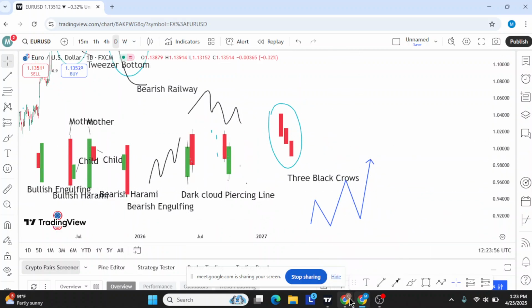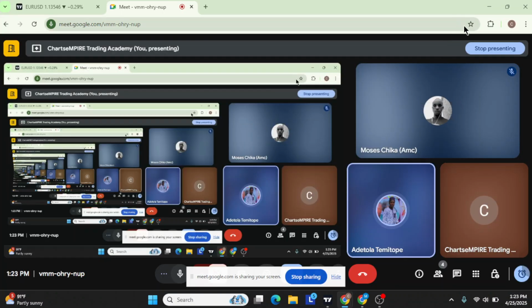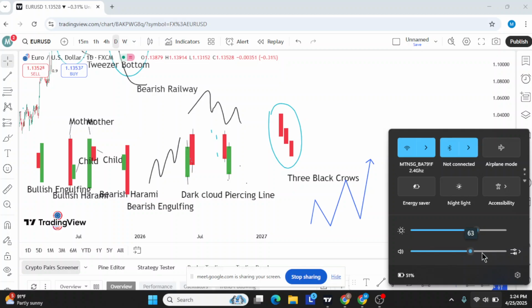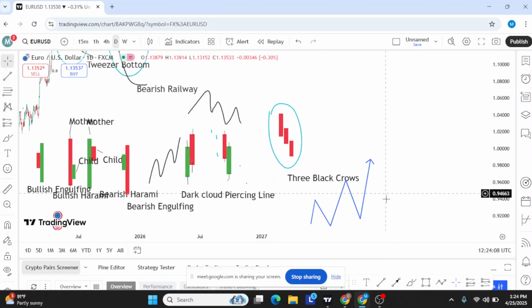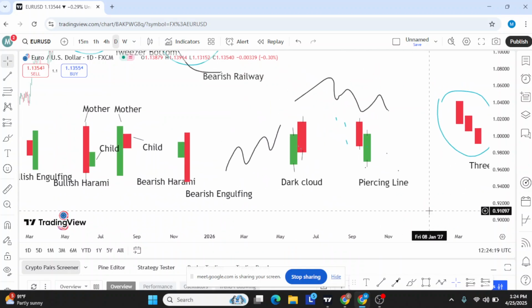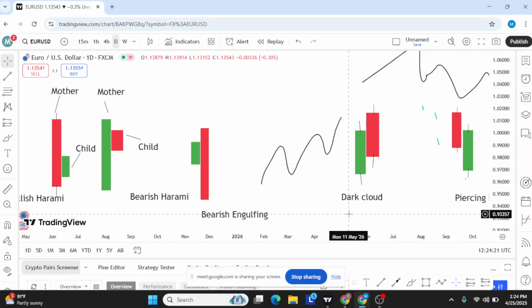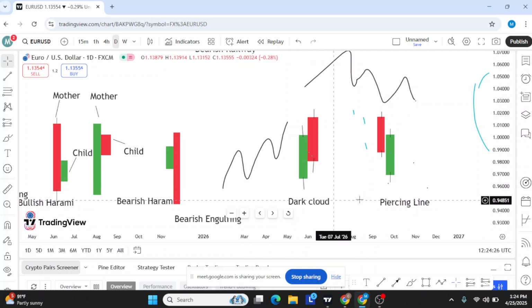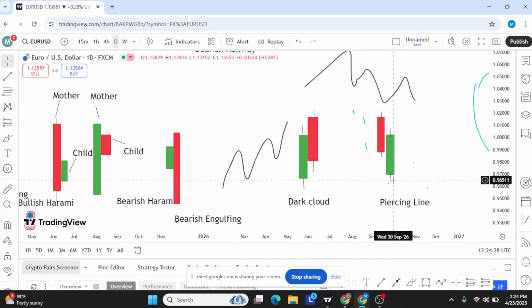You have a question? I have a question. Okay, sir. Concerning that dark cloud and piercing line. Yes. Are you with me, sir? Yes, I'm with you. The both candles, they must be, irrespective of either spin bar or anything. Yes. Candlestick must be like bullish, maybe marubozu candlestick, either bullish or very marubozu.